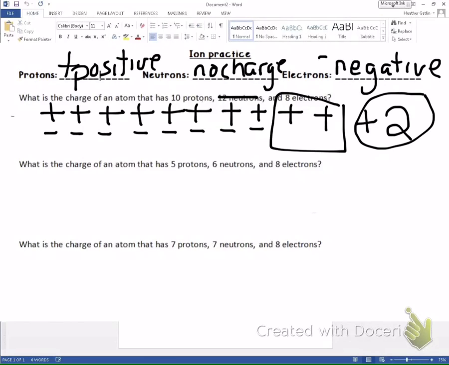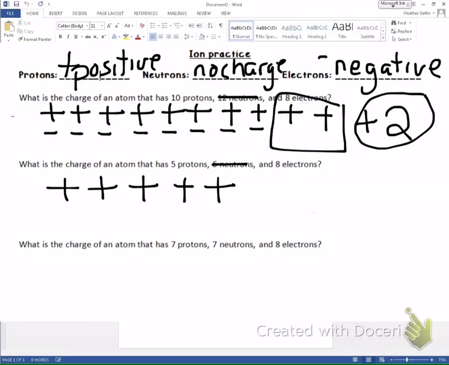Okay, let's look at another problem. Our next problem says, what is the charge of an atom that has 5 protons, 6 neutrons, and 8 electrons? Again, we are going to ignore the neutrons because neutrons do not carry charge. And so we're going to draw out our 5 protons first.